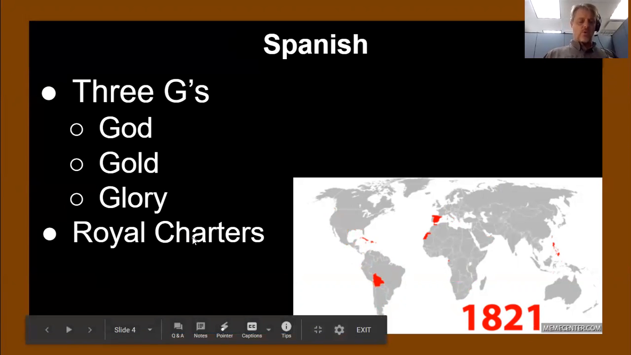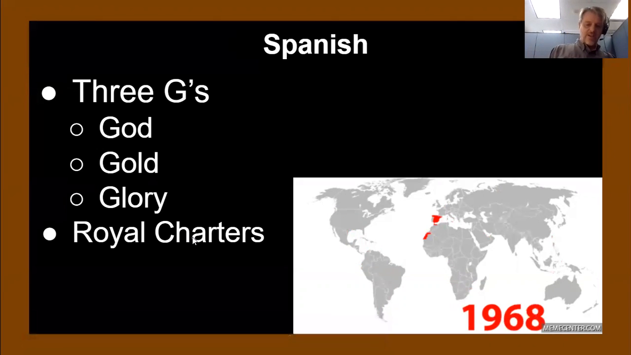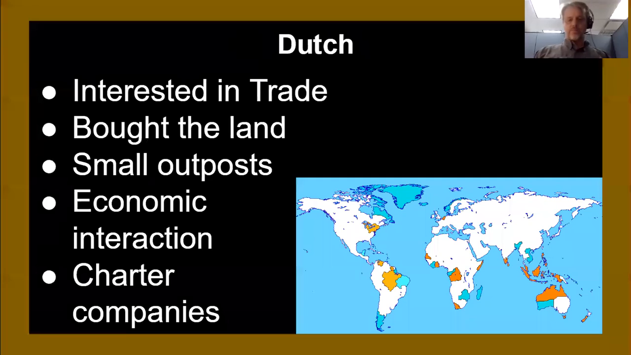Most of the Spanish expeditions were royal charters, meaning the king and queen of Spain, Isabel and Ferdinand, when it first started out, were fronting the money. They were given the money themselves in order to cross the oceans, go out and explore and conquer.